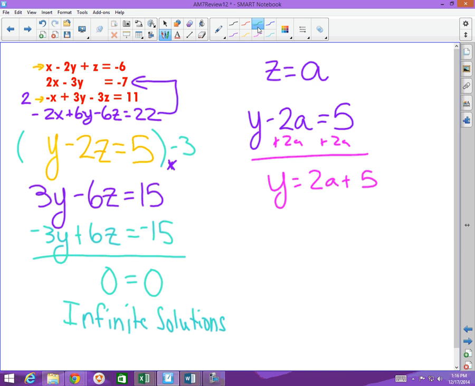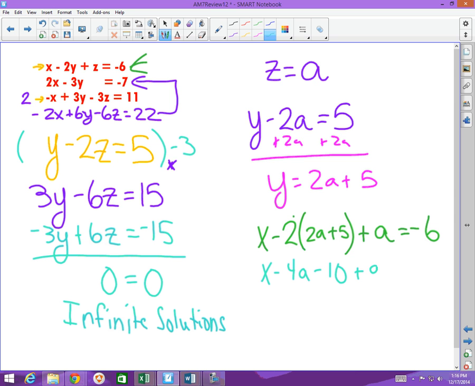So now we know z is a and y is 2a plus 5. Then we have to substitute those two things in to figure out what x is, and we're going to use this top equation. So x minus 2 times (2a plus 5) plus a equals negative 6. Distributing, you'd get x minus 4a minus 10 plus a equals negative 6.